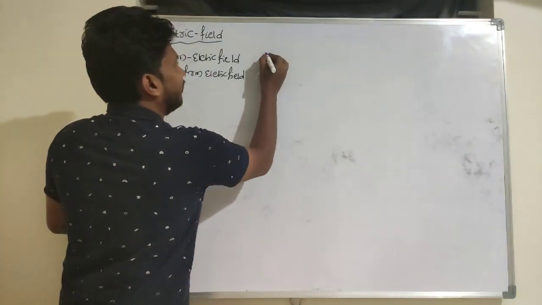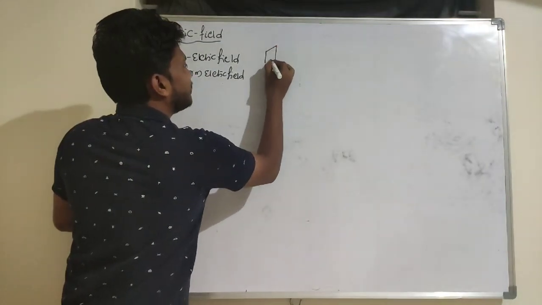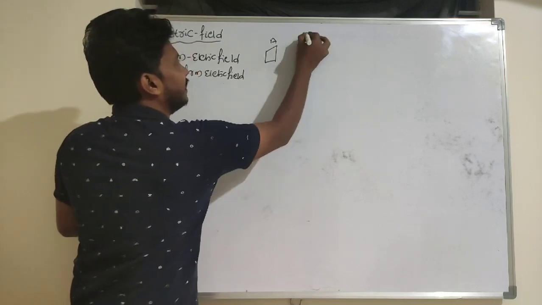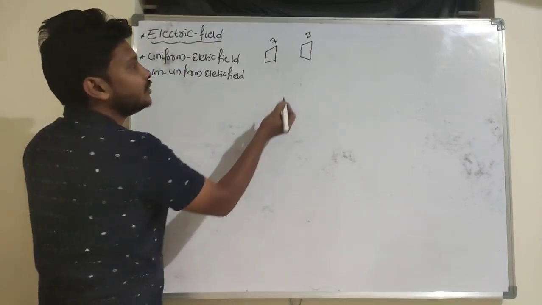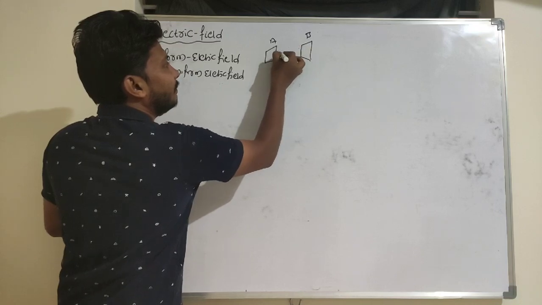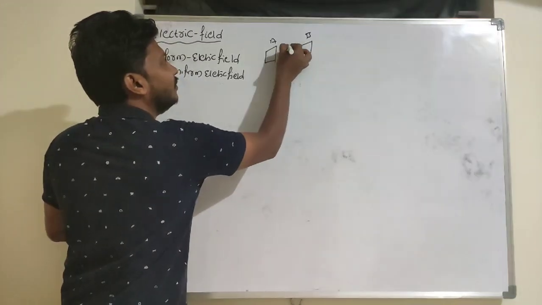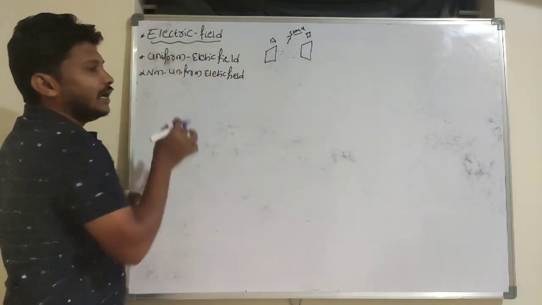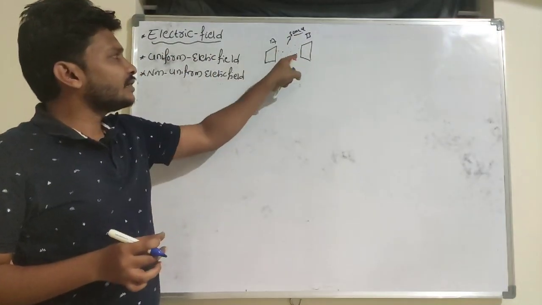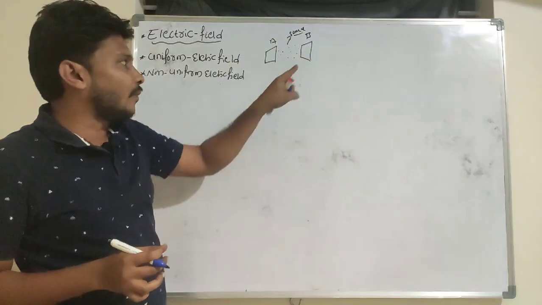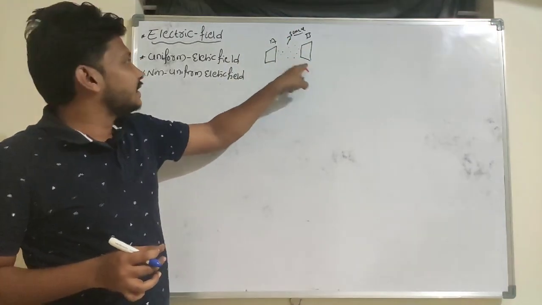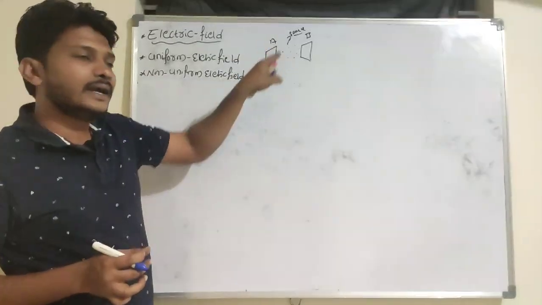For example, I will take two plates here. One is plate A and another one is plate B. Between these two plates, wherever you measure the electric field value, you will get the same value. So a uniform electric field means the strength is the same at different points. For example, the field between two parallel plates is an example of a uniform electric field.